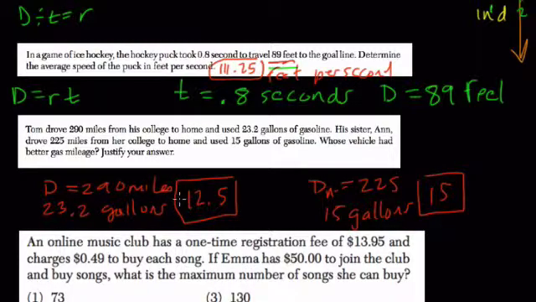Again, in the first case, he went 12.5 miles for each gallon, and she went 15 miles for each gallon. So she had better gas mileage because she can go further on a single gallon of gas.